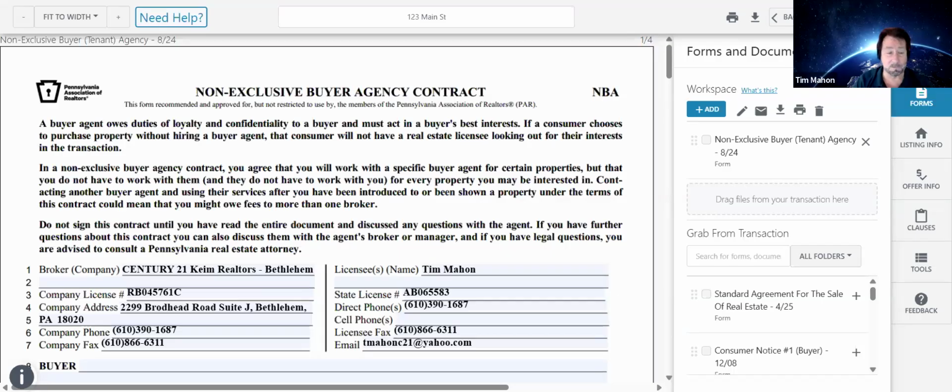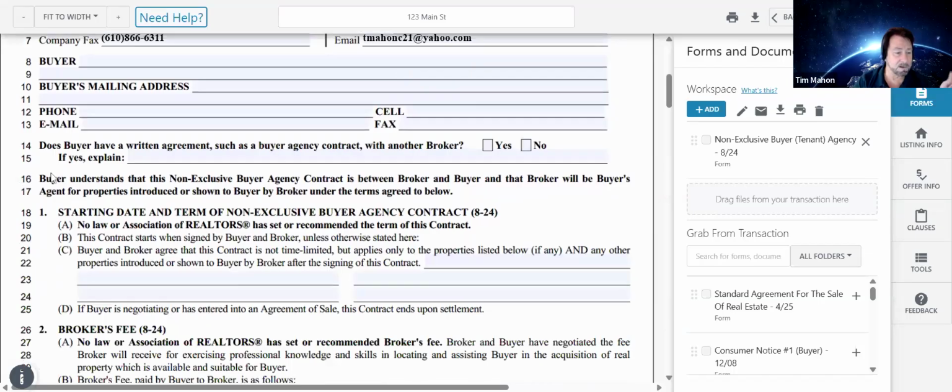And then I explain to them what the non-exclusive buyer agency is. Basically, all this means, Joe and Mary, is that if you like this property and you want to buy it, you have to work with me on that. The first question it asks is, do you have a written agreement or buyer agency with another broker? If they say yes, you have to ask them, is it non-exclusive or exclusive? If they say it's exclusive, stop right there. You're wasting your time. You can't show them this property. They have a written exclusive buyer agency.